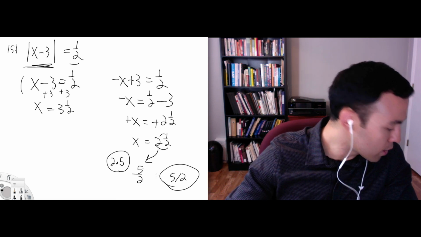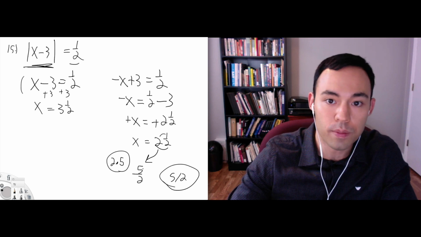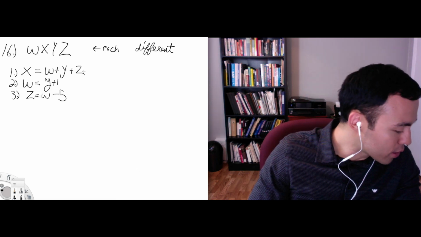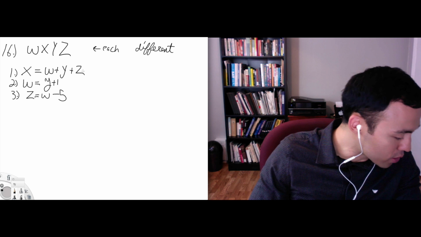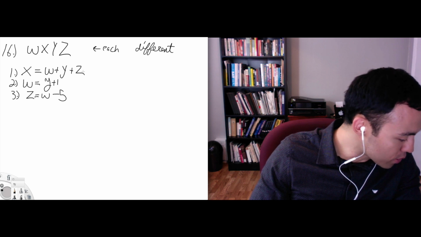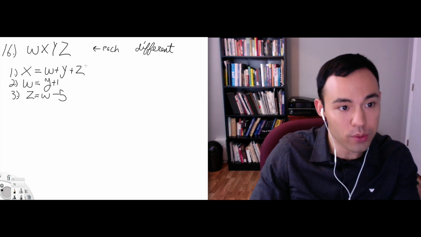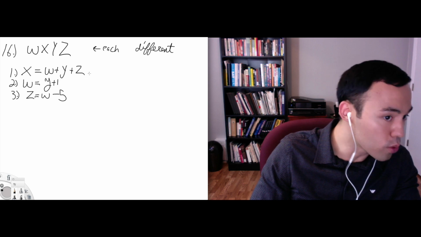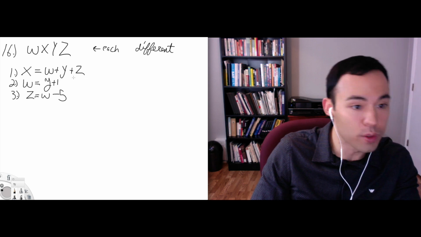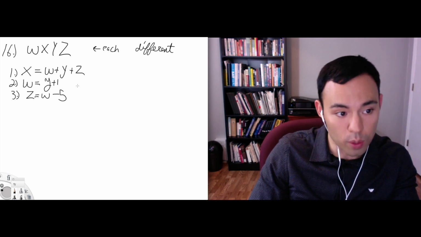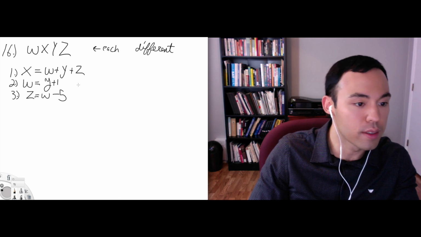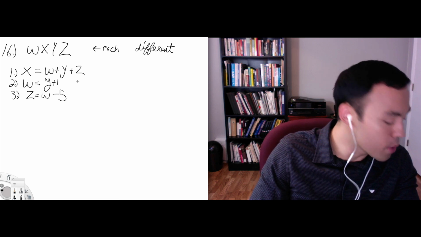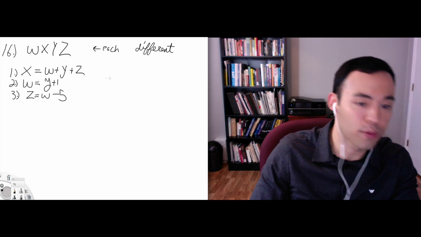All right, let's go ahead. Ooh, number 16 is a fun one. A 4-digit integer WXYZ, in which W, X, Y, and Z each represent a different digit, is formed according to the following rules. I already have this out here. So rule number 1 says that X equals W plus Y plus Z. Rule number 2 is W equals Y plus 1. And rule number 3 is Z equals W minus 5. And then it asks, what is a 4-digit integer?